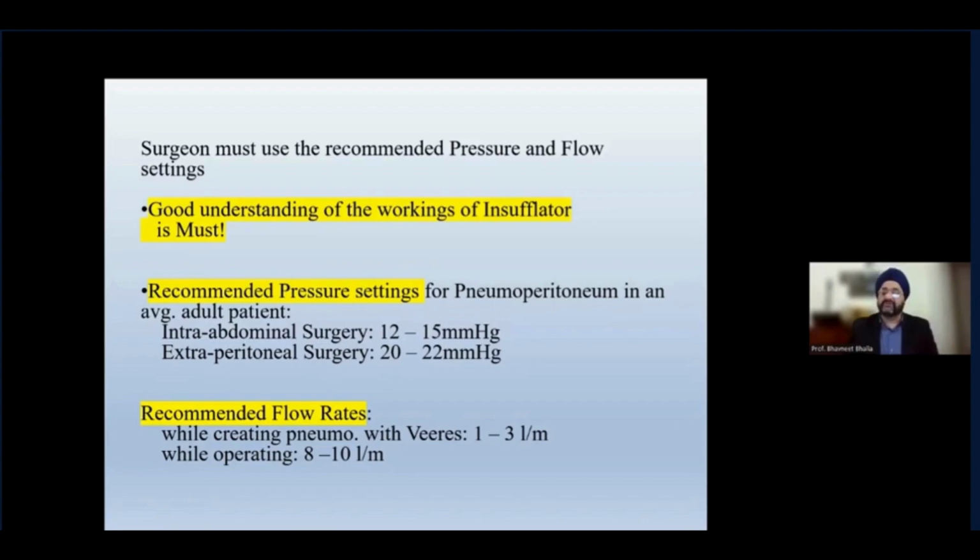The recommended flow rate of CO2 should be 1 to 3 liters only while you are creating the pneumoperitoneum with the use of the Veress needle. Once the pneumoperitoneum is created, you take out the Veress and introduce your working ports, and now connect the CO2 tube to one of the ports. While you are operating, you must keep this flow at 8 to 10 liters per minute.